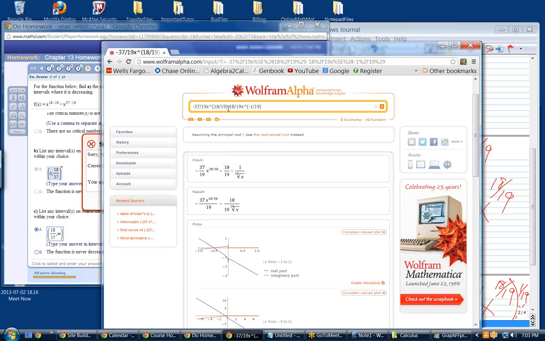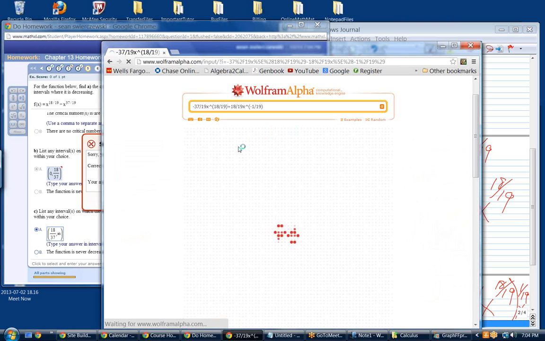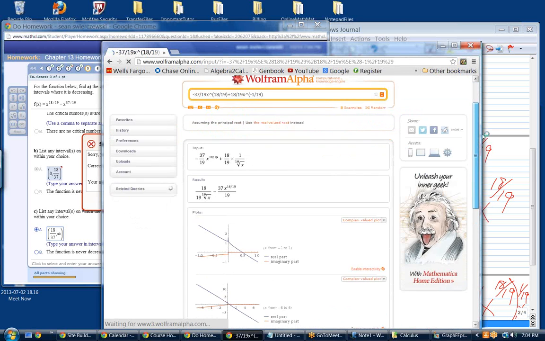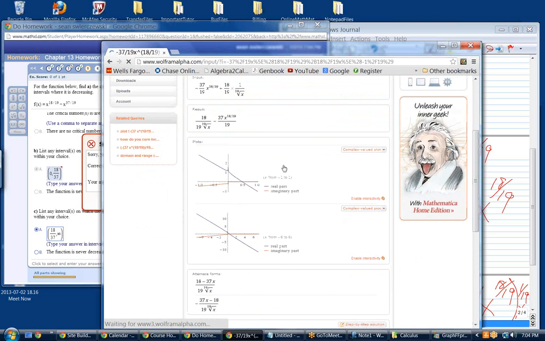Oh yeah, this was supposed to be plus. Yeah, I did make a mistake with this curve here. So this is the derivative function, and we want to know wherever this is positive, it's decreasing. Wherever it's negative, it's increasing. Well, it's positive from negative infinity to 0, and then from 0 to 18/37, and it's negative from 18/37 to infinity.